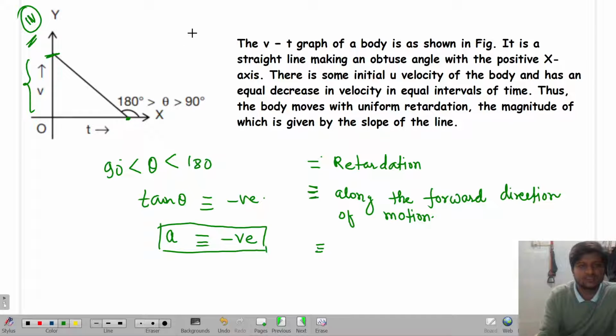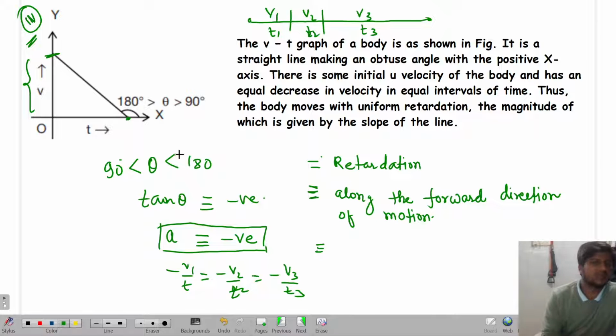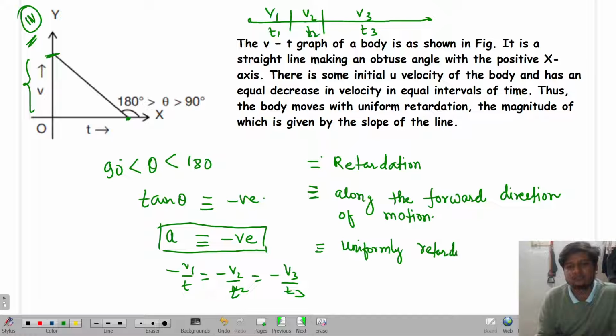Let's suppose I take 3 points, and this whole distance is divided with v1 t1, v2 t2, v3 t3. Then the ratio of decrease is minus of V1 by T1 is equal to minus of V2 by T2 is equal to minus of V3 by T3. This is what it is showing. That means what? It is a uniformly retarding graph. What kind of graph? Uniformly retarding graph. Got it or not?